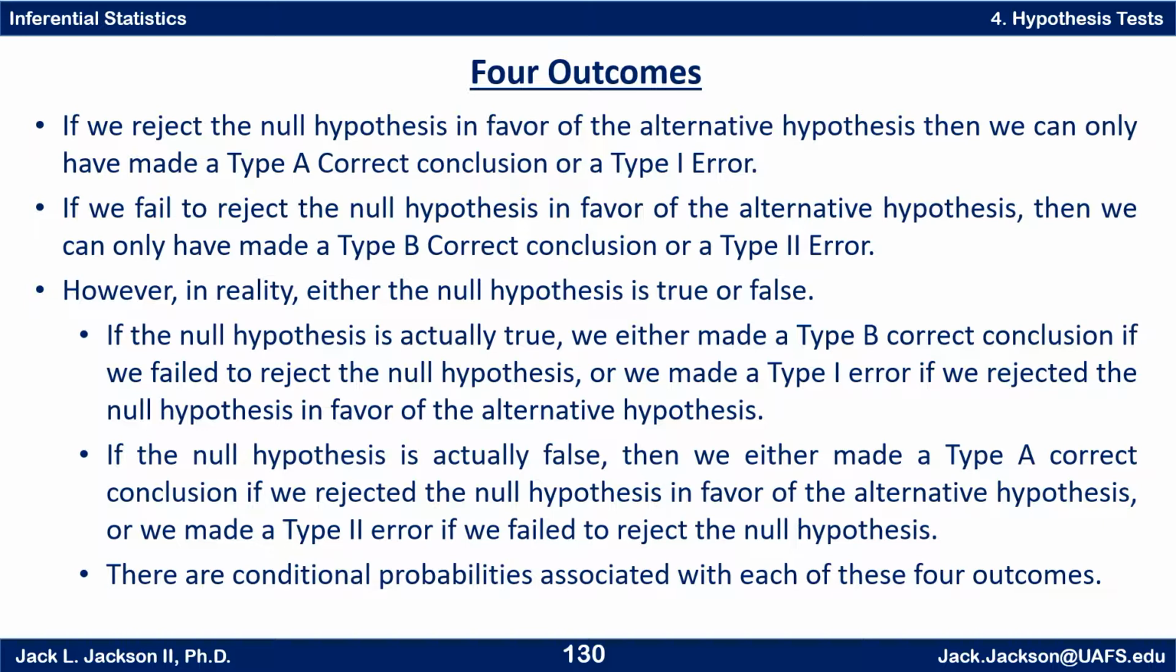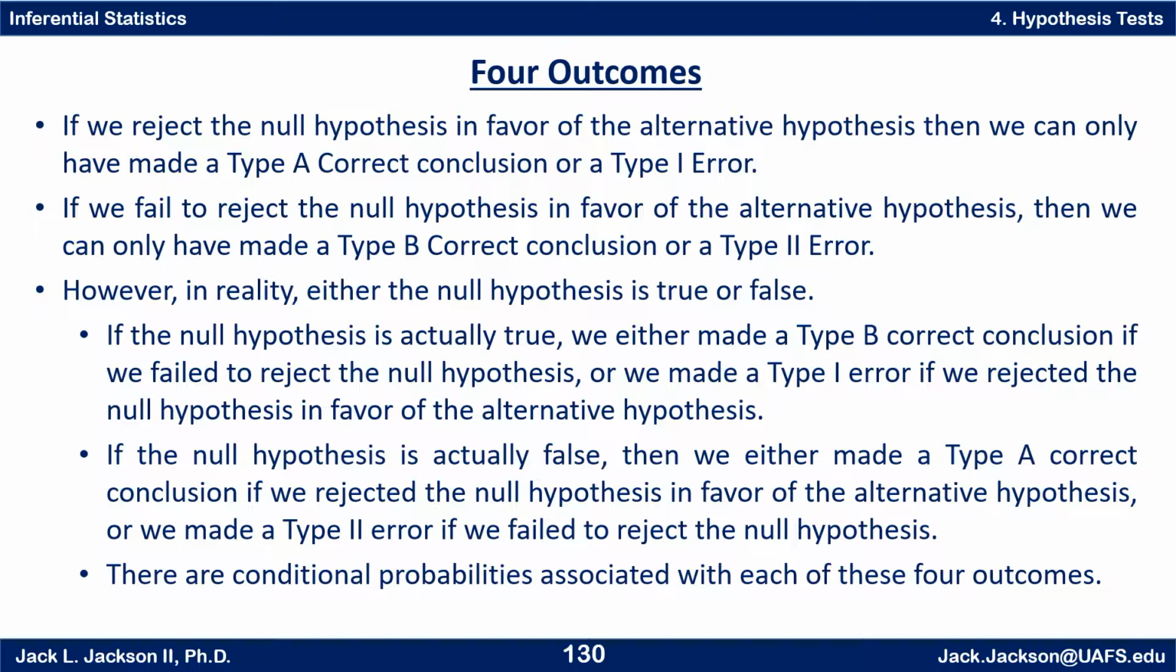Okay, so like in our justice system example, the reality is either the guy did the crime or he didn't. If he actually did the crime, then the null hypothesis is false. He's not innocent. So there are only two possible things that could happen. Either we give him a guilty verdict and we made a type A correct conclusion, or we came back with a not guilty, which is a type 2 error.